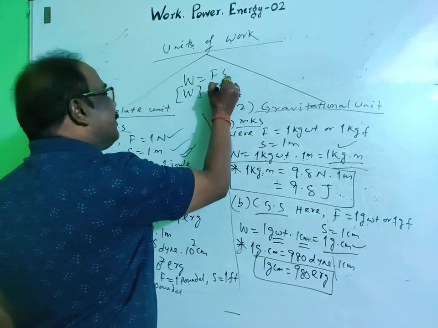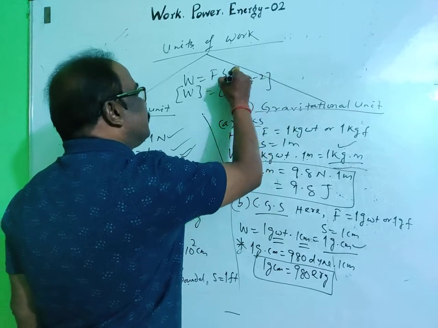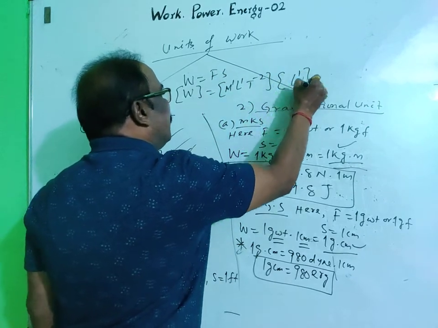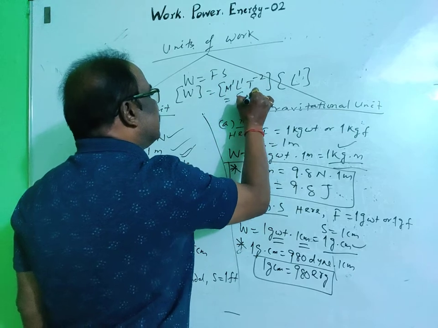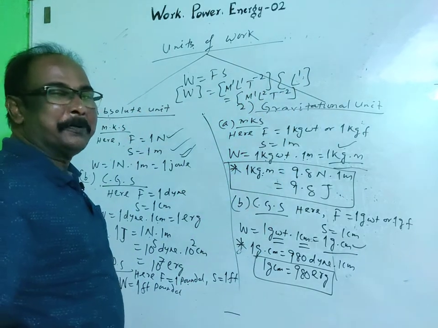And finally you know it, dimensional formula of work. Dimensional formula of force is M^1 L^1 T^-2, displacement is length L^1, and solving it you will get M^1 L^2 T^-2.